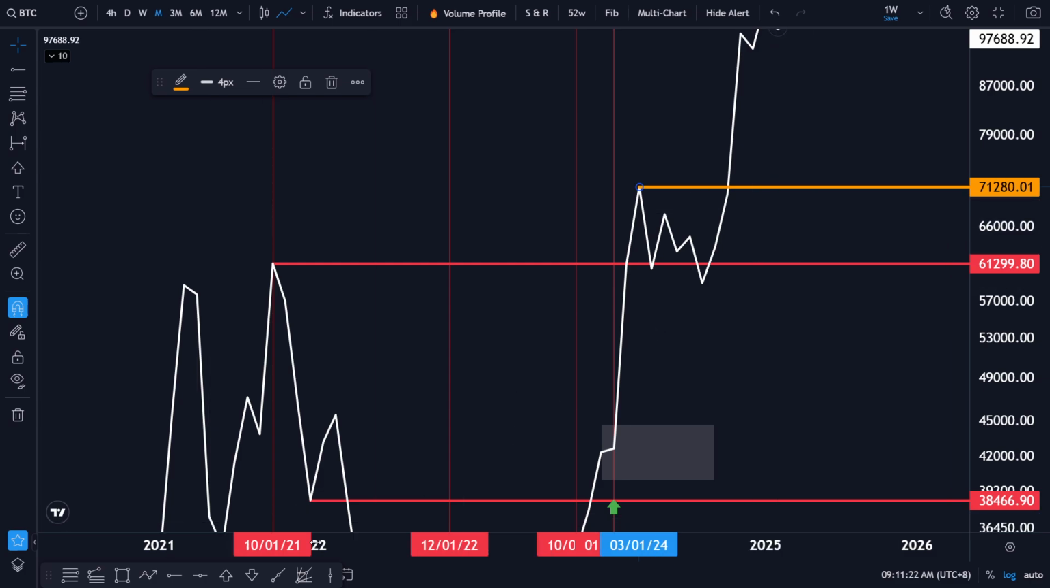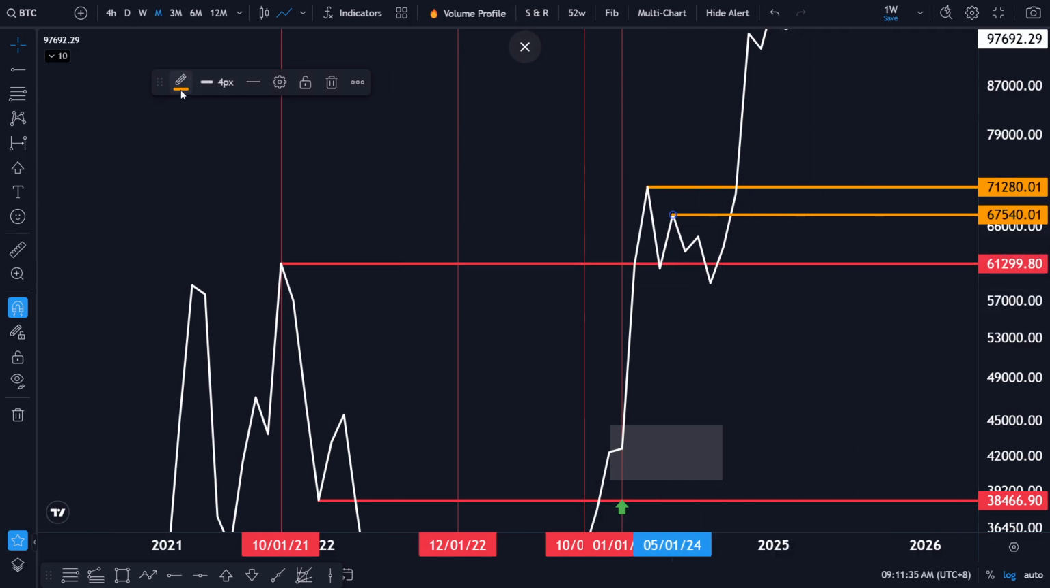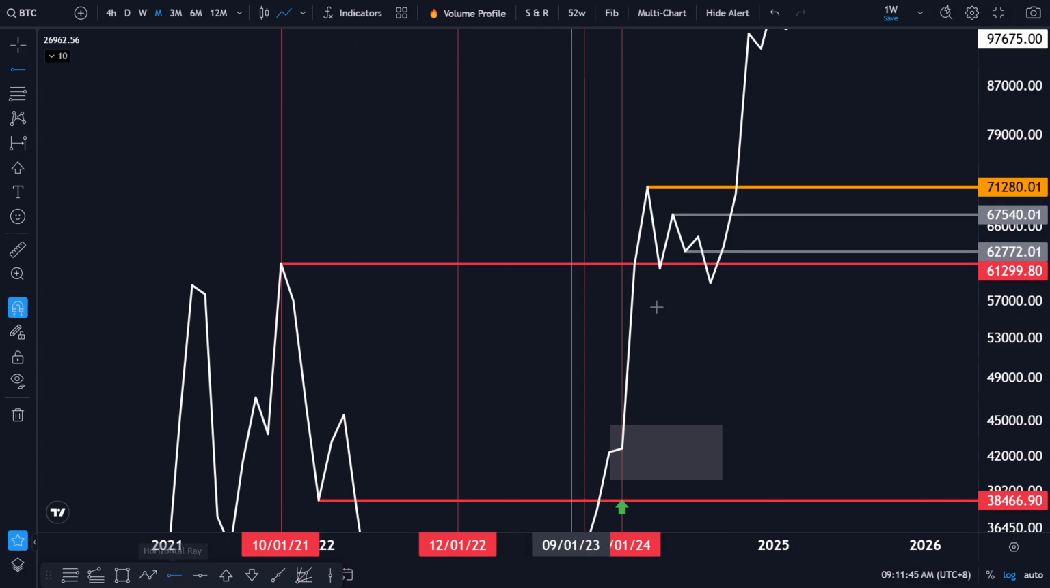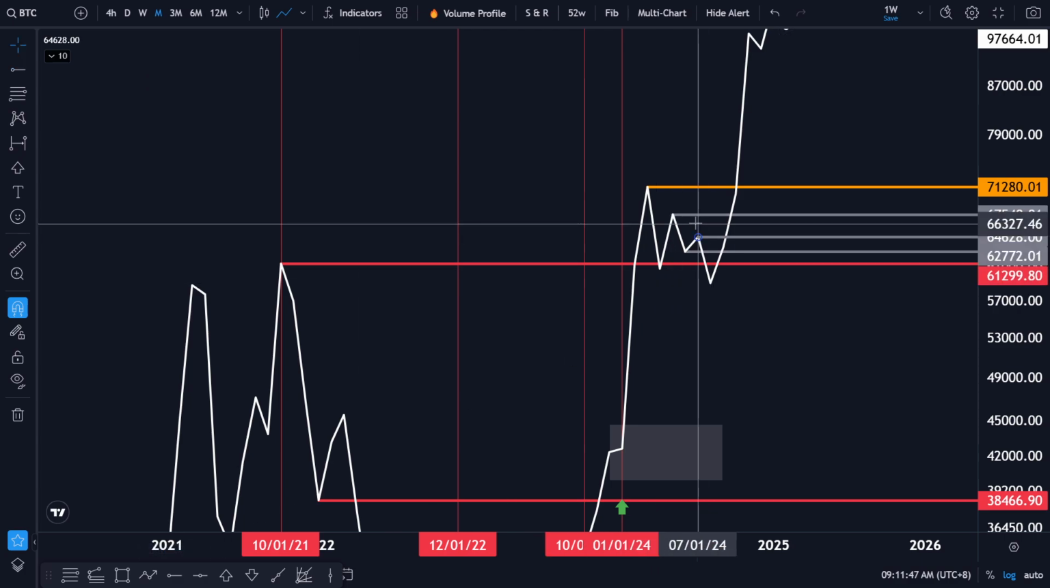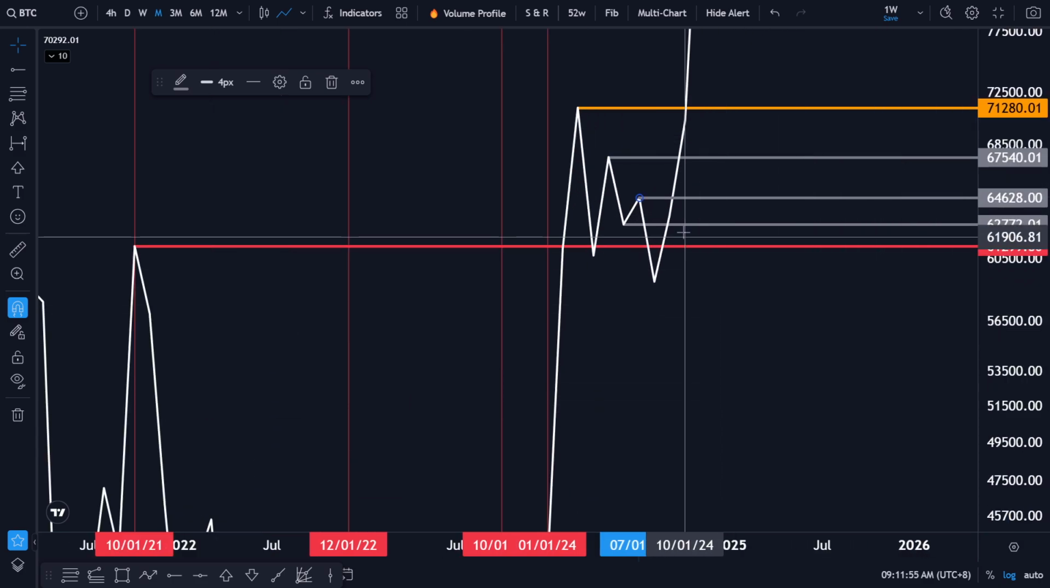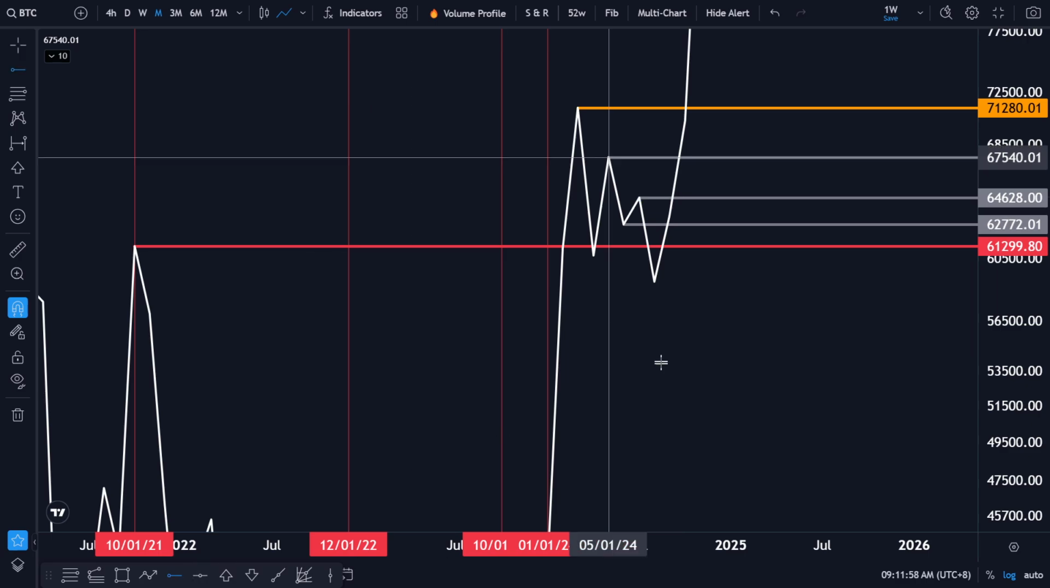Since it did not break the top, it created a lower high on this candle. And then a lower low, and then it tried a lower high because it did not break this 67,500 level, and then a lower low.